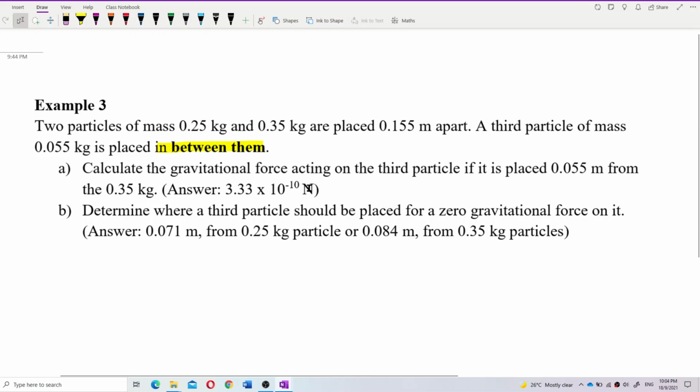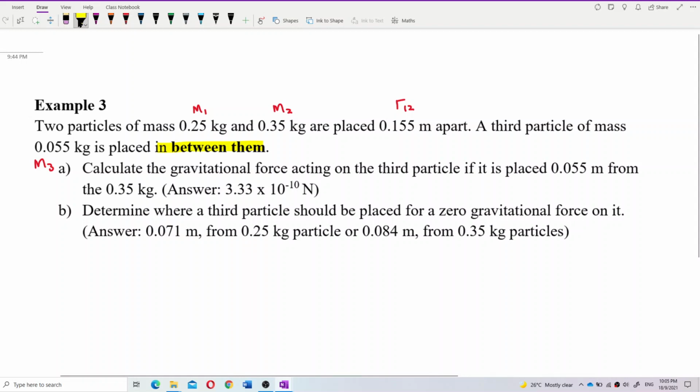Okay, so first of all, let us find out what information is given. We have a total of 3 masses. We put this one as M1, this one as M2. The distance between them is R12. And then the third particle we consider as M3, in between them.